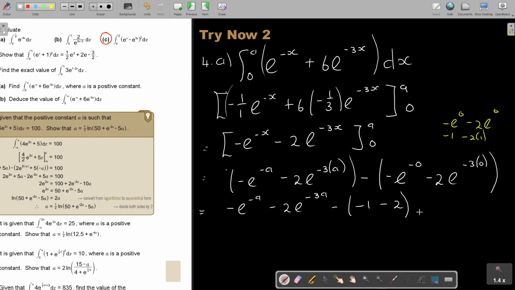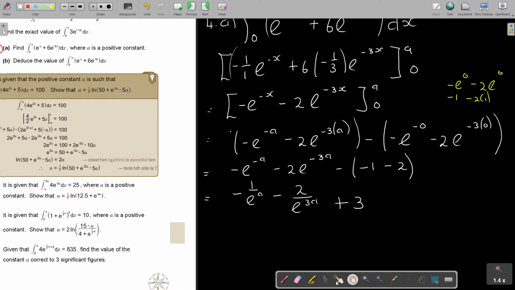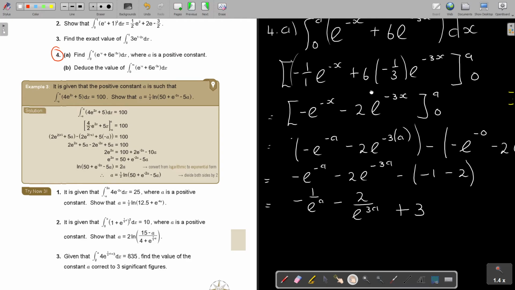Now I can just bring it down and say, to make it positive, 1 over e to the a minus 2, to make it positive, e to the 3a, and this is negative 3 and multiply, so plus 3. And that is my integrated answer. Now I go on. Deduce the value of. Now you always have to check. Do you see that this is the same as this? So I can just basically use that answer now. I have the answer.